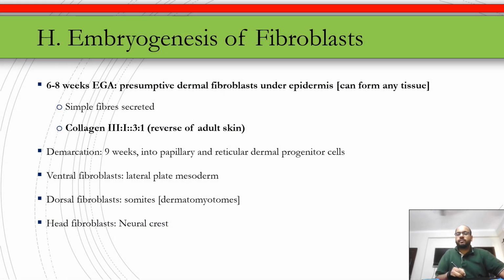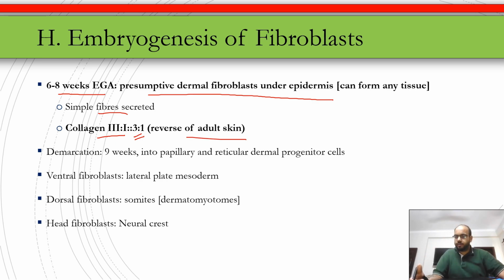Now, embryogenesis of fibroblast. At 6 to 8 weeks of EGA, you have presumptive dermal fibroblasts under the epidermis, which can form any tissue. Simple fibers are secreted. The collagen 3 to collagen 1 ratio is 3 to 1, which is the reverse of adult skin. We know that in adult skin, collagen 1 is the major collagen, while in the embryo, it is collagen 3. Gradually, this will reverse and become the same as adult.